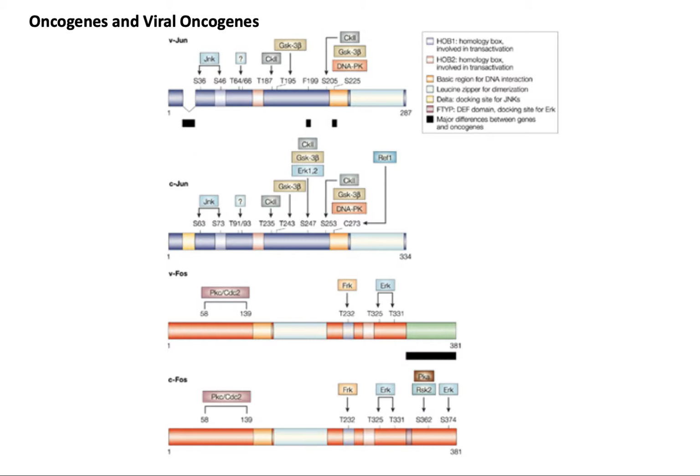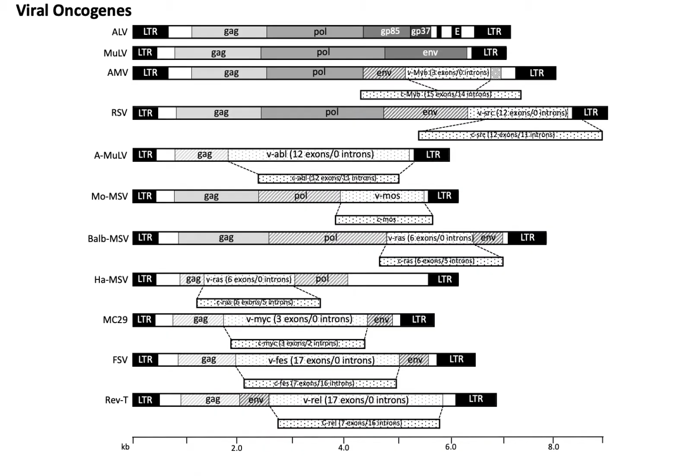Then the lower ones are the FOS genes, the viral FOS and the cellular FOS. Again, the cellular FOS is down below, and then you see the viral version where the last 3' end, or the carboxyl end of the protein, is completely missing, replaced by another fragment, which again causes that transcription factor to malfunction.